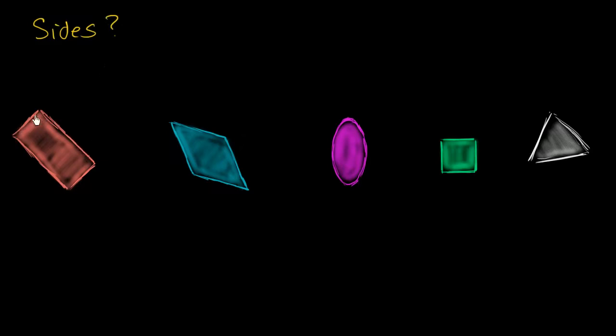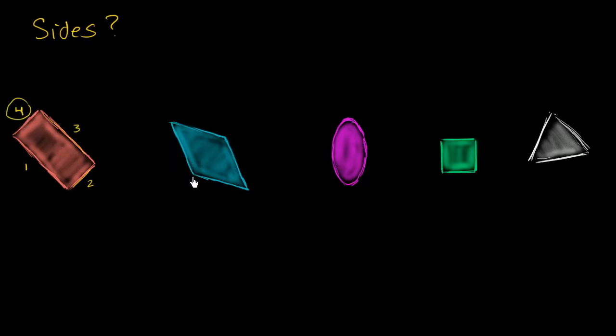So this first shape right over here, this is one side. We see this kind of straight edge right over here. It's the straight line between these two corners. So that's one side, two sides, three sides, and four sides. So this shape right over here has four sides. Okay, I think I get it. What about this shape right over here?